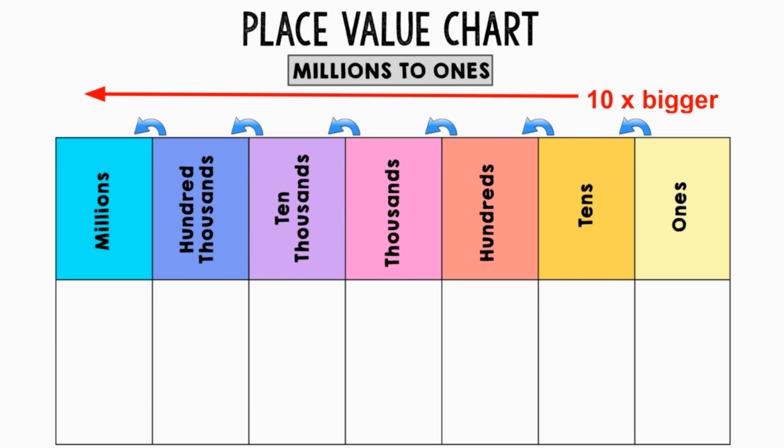We can even compare place values that aren't next to each other using powers of 10. For example, the hundreds place is 100 times bigger than the ones place because it is 2 powers of 10 bigger. 10 times 10, 100. So it's 100 times bigger, and so on.